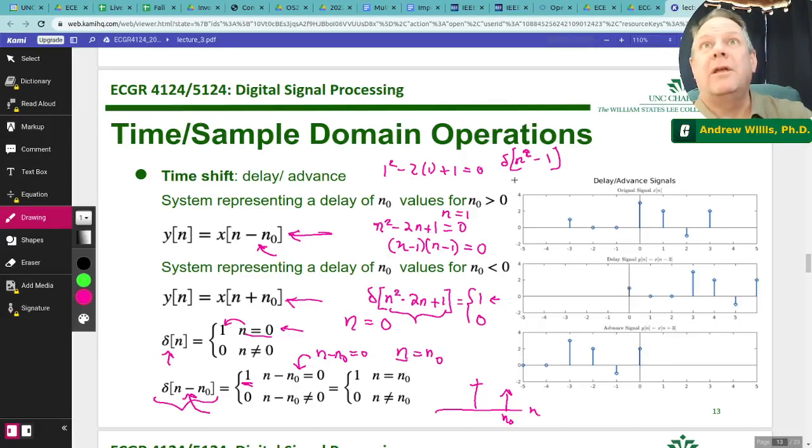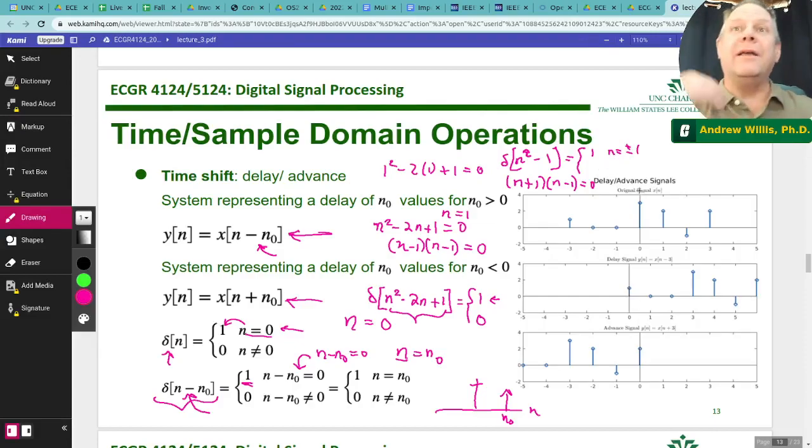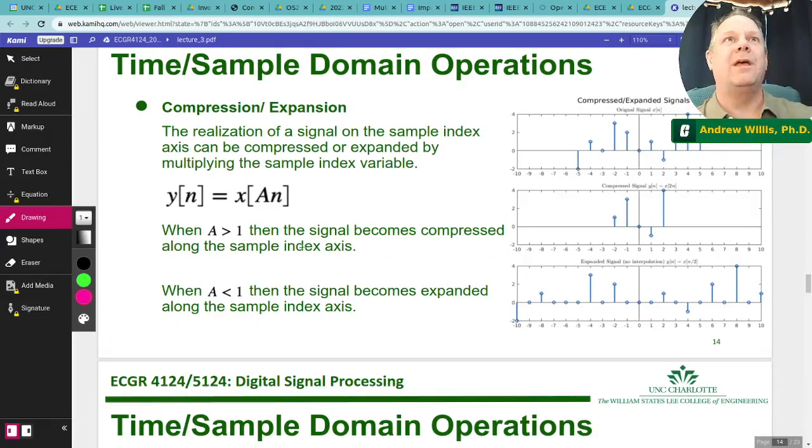Positive and negative 1. Right, n squared minus 1 is n plus 1 times n minus 1. Yes, correct. So this delta function, because the argument has multiple roots at integer values, is going to be equal to 1 at n equal to plus and minus 1. So it's not as trivial as you might think, and the procedure that I'm showing you is a procedure that works all the time. Were there any questions about compression or expansion?